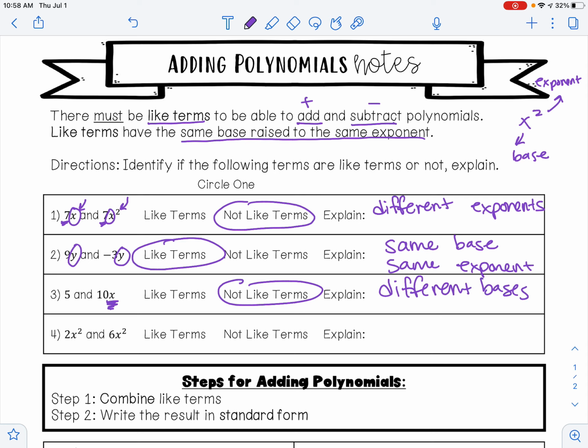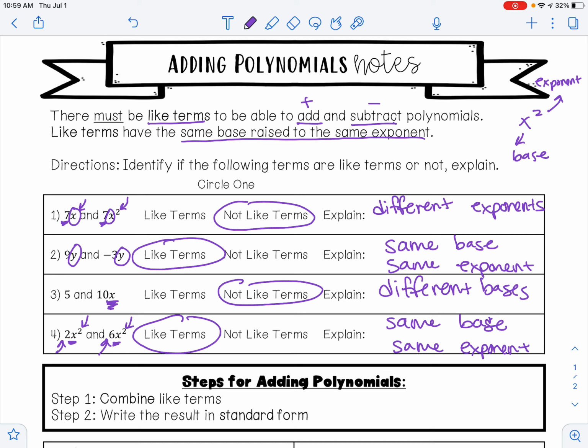And on number 4, we have 2x squared and 6x squared. These both have the base of x and they have the same exponent of 2, so these are like terms. Same base, same exponent. They do have different coefficients, but that's okay. We can have different coefficients and still be like terms.